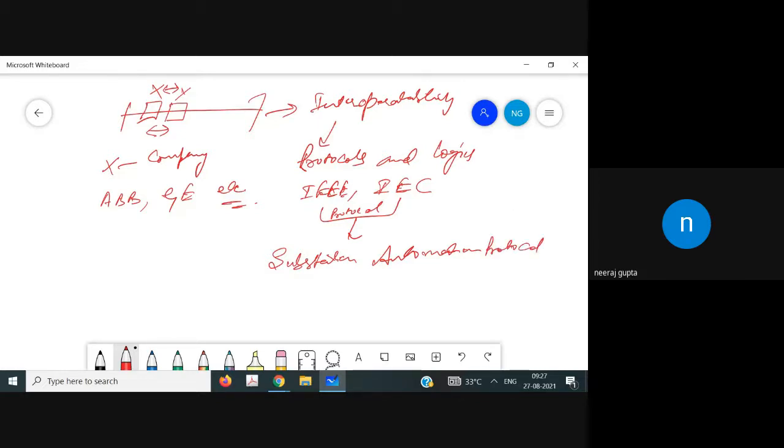Which is known as the substation automation protocol that we discussed, that is IEC 61850. So these protocols were designed in 2005, and later on they were amended in 2011 and then also in 2015. So nowadays, if any manufacturer is manufacturing intelligent electronic devices, then in that case these are compatible with this protocol, that is 61850.